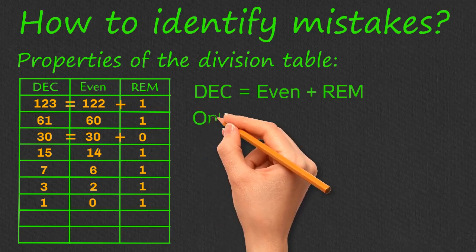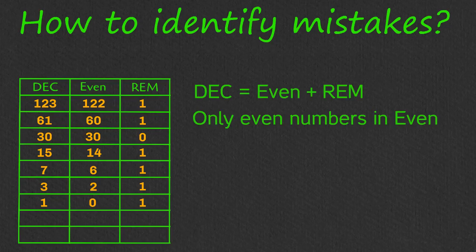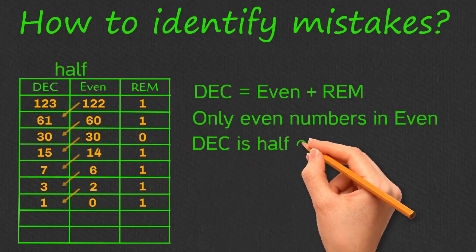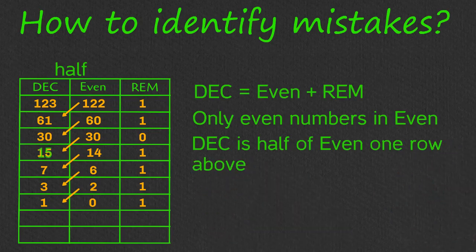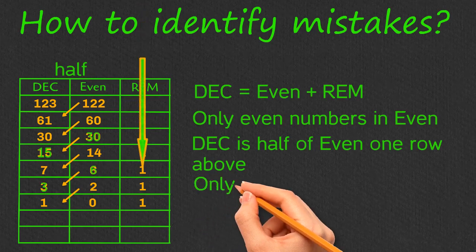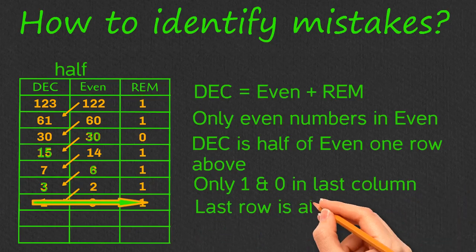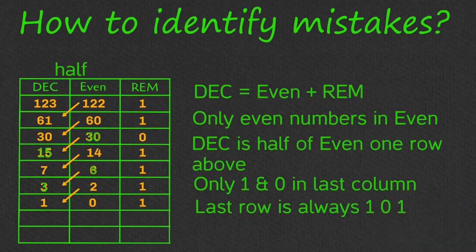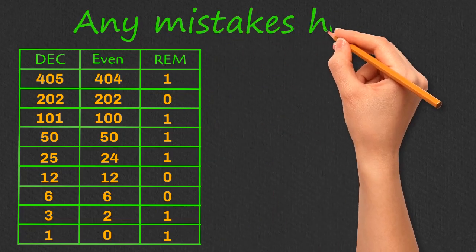Also, in the even column, we should only have even numbers. The number in any decimal column, except the first row, is always half of the number in the even column one row above. For example, 15 is half of 30, and 3 is half of 6. The last column only has 1 or 0 in it, and finally, the last row is always 1, 0, 1. So if we know these properties of the table, we can check any table and see if there was a mistake made somewhere. For example, here is a conversion. Is this correct? And if not, where is the mistake?